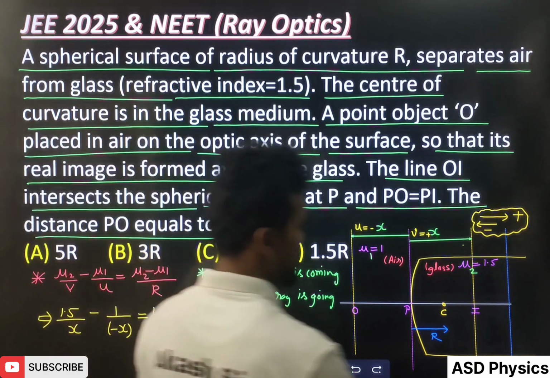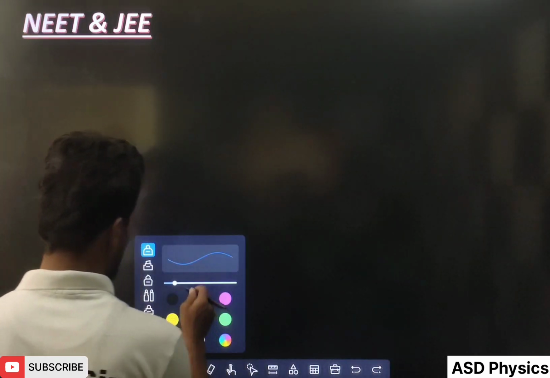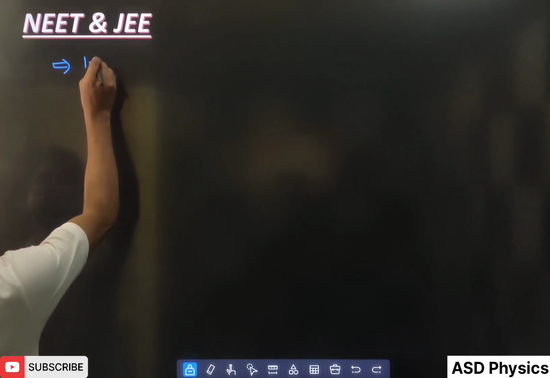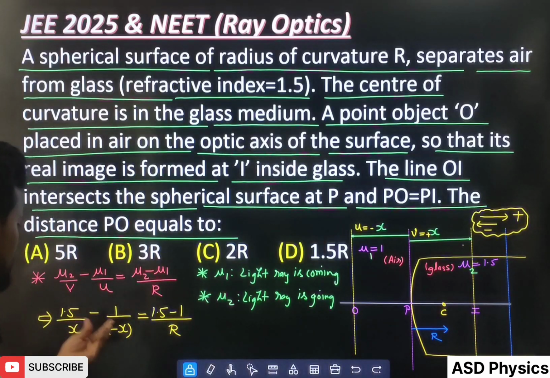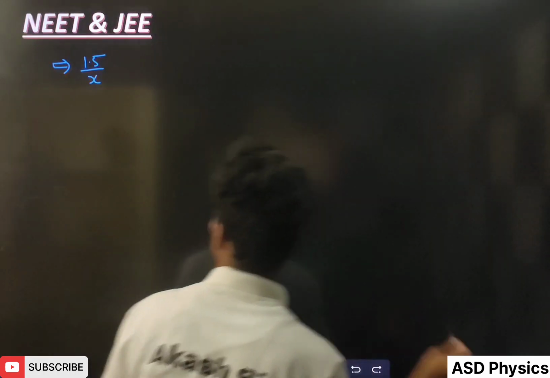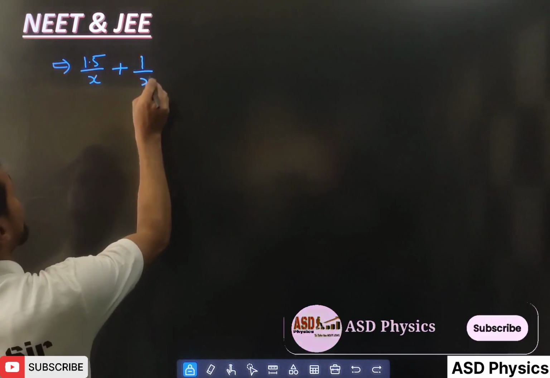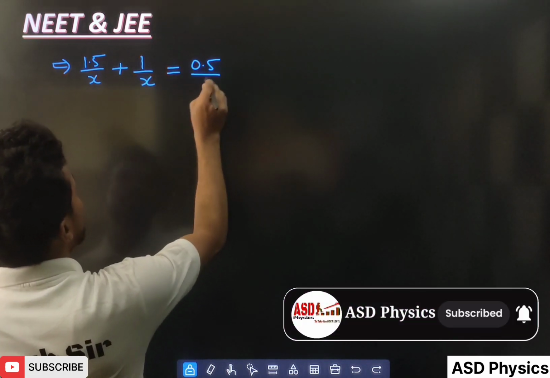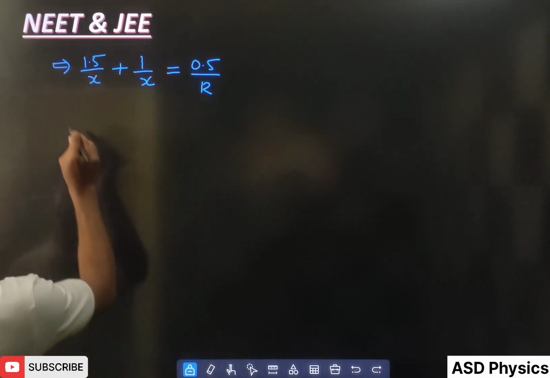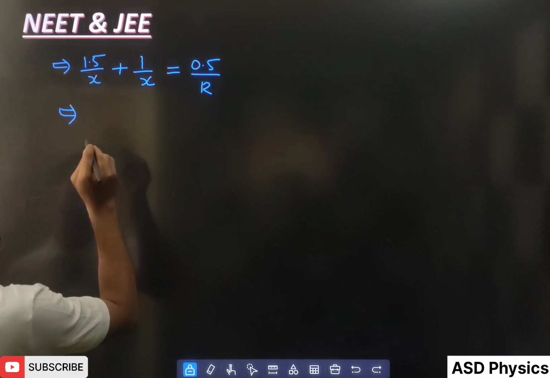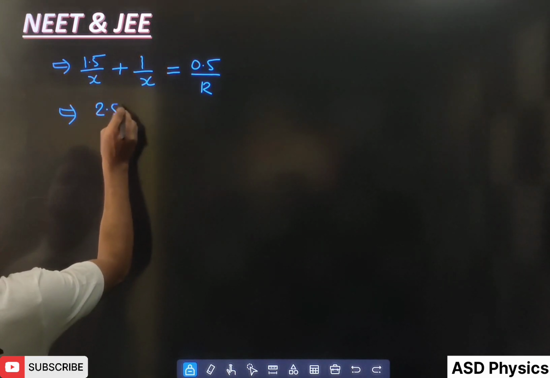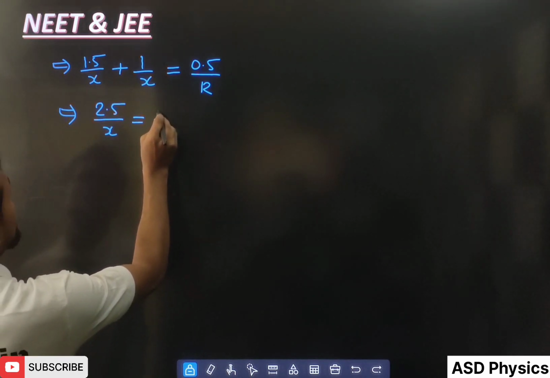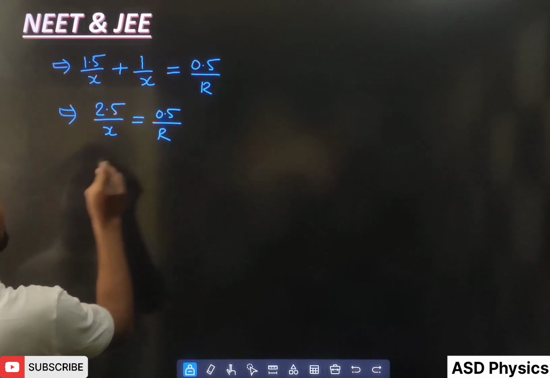So now students, when we go for the next one, remember that it will come as 1.5 divided by x, minus minus will become plus. Kindly see here, this minus and this minus make plus, so plus 1 by x is equal to 1.5 minus 1, that means 0.5, divided by r. After that, 1.5 by x plus 1 by x becomes 2.5 by x, is equal to 0.5 divided by r.